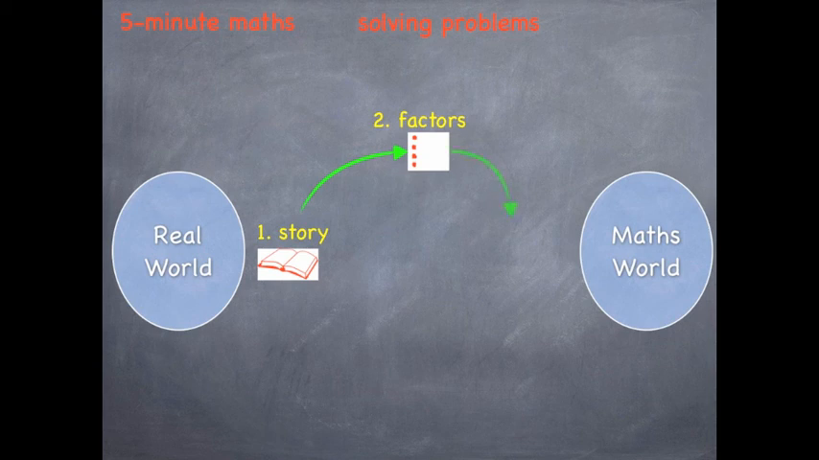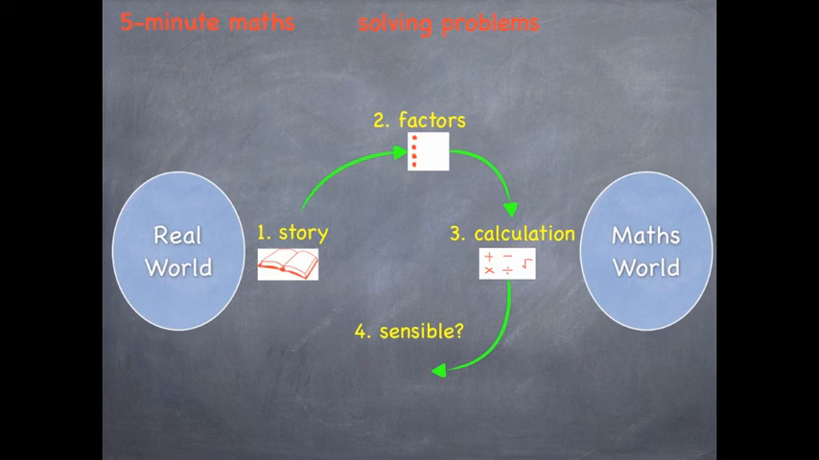Third, decide what calculation is required and do it. And finally, go back to the original context and check that your calculation answers the question and gives a sensible result.